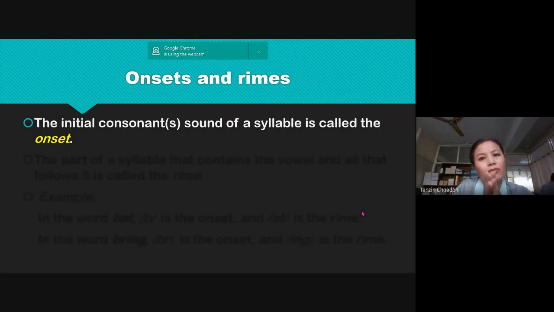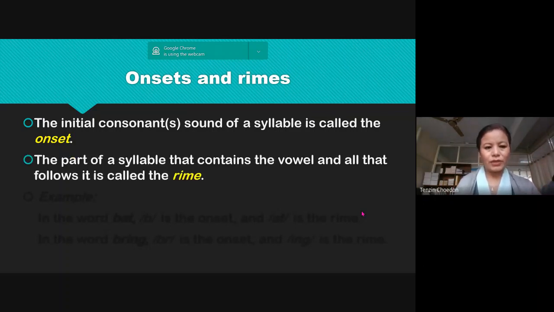Not the rhyme you have in poems. Please keep that in mind. The spelling is also different because we are talking about something else here: RIME, not RHYME. So if you just look at this, you will get it. The part of a syllable that contains the vowel and all that follows it is called the rime.